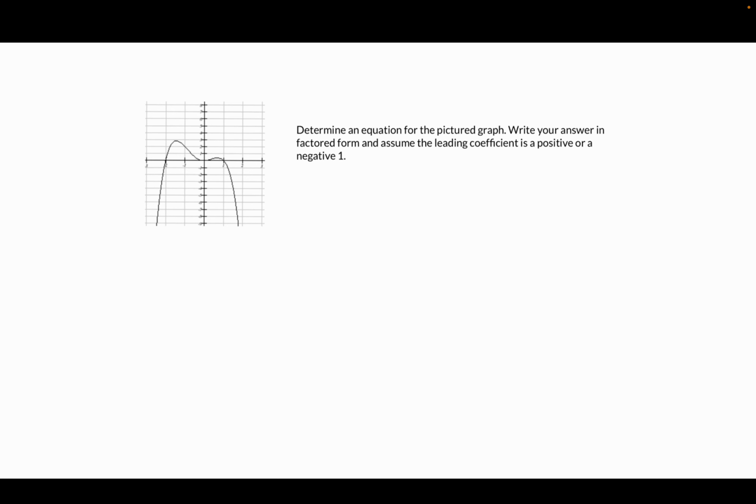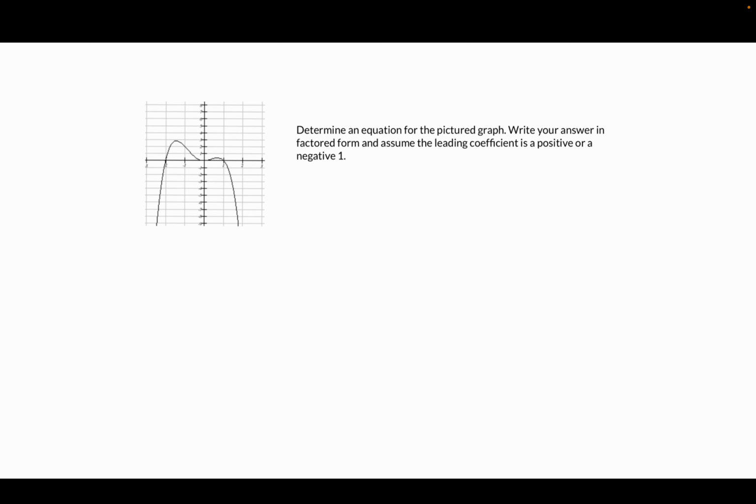Determine an equation for the pictured graph. Write your answer in factored form and assume that the leading coefficient is either a positive one or a negative one. Before I give the formula and start explaining how all of this works, I would like to remind you that the leading coefficient is actually determined by the end behavior of the graph.